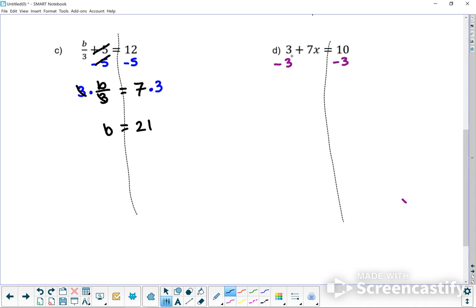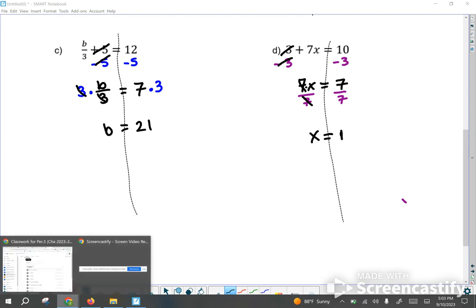So positive 3 and negative 3 are going to cancel, and we're going to be left with 7x equals 10 minus 3, and 10 minus 3 is 7. Okay, and remember, this is 7x, meaning times 7. So the inverse operation of times 7 is divided by 7. This side is going to cancel or make a big 1, and on the right-hand side, 7 divided by 7 is also going to cancel, or you can say it's going to make a 1. All right, that is it.